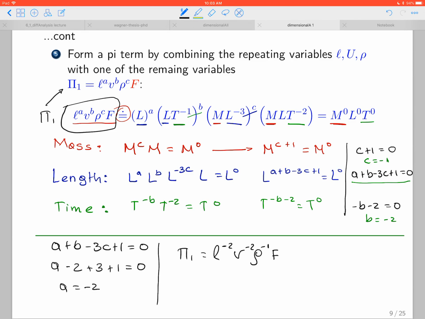So if we just put the negative exponents in the denominator, we have pi 1 equal to f divided by L square, v square, and rho to the power of 1. So we obtain the force coefficient. The only thing is 1/2 is missing. But we are not going to have this constant in the dimensional analysis.